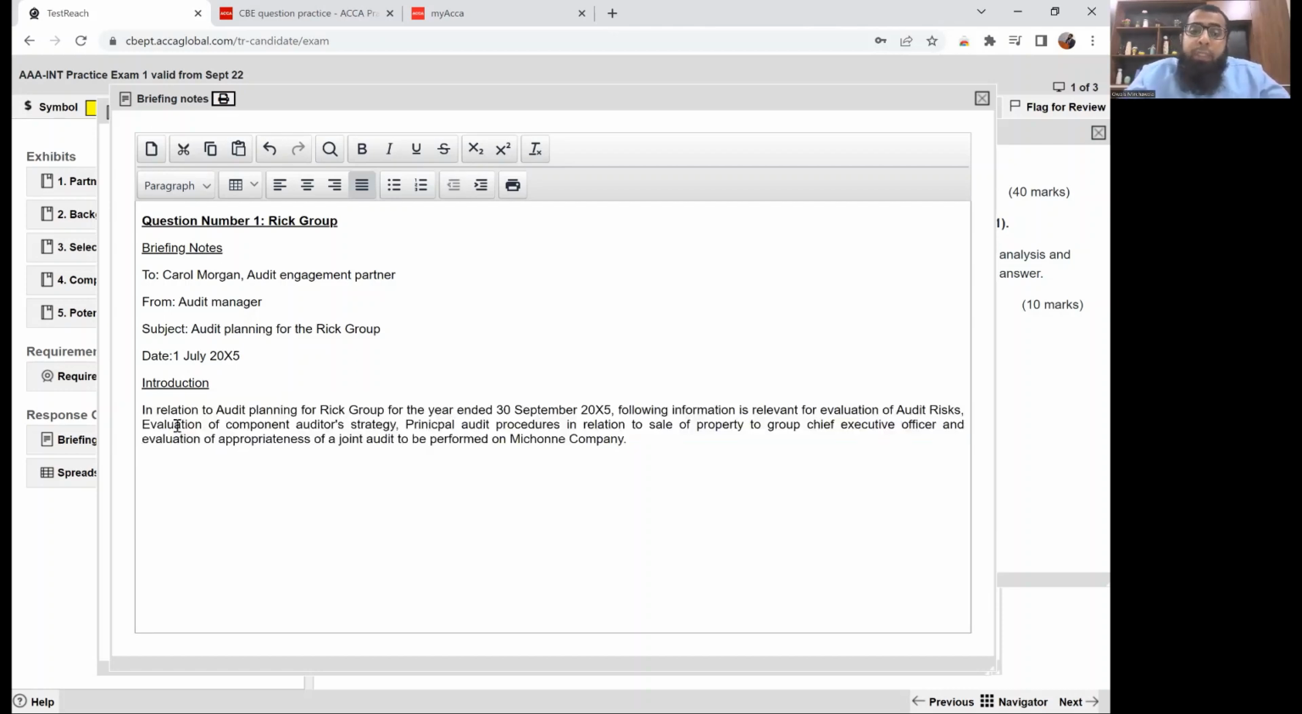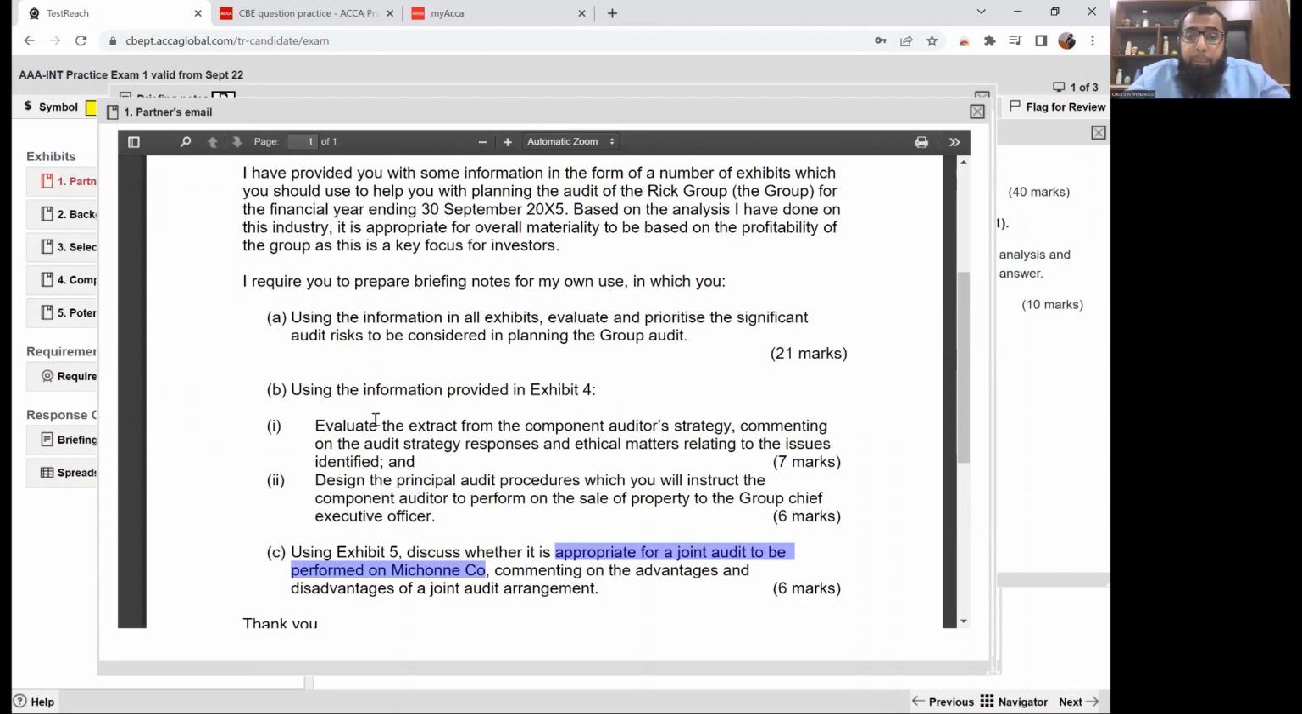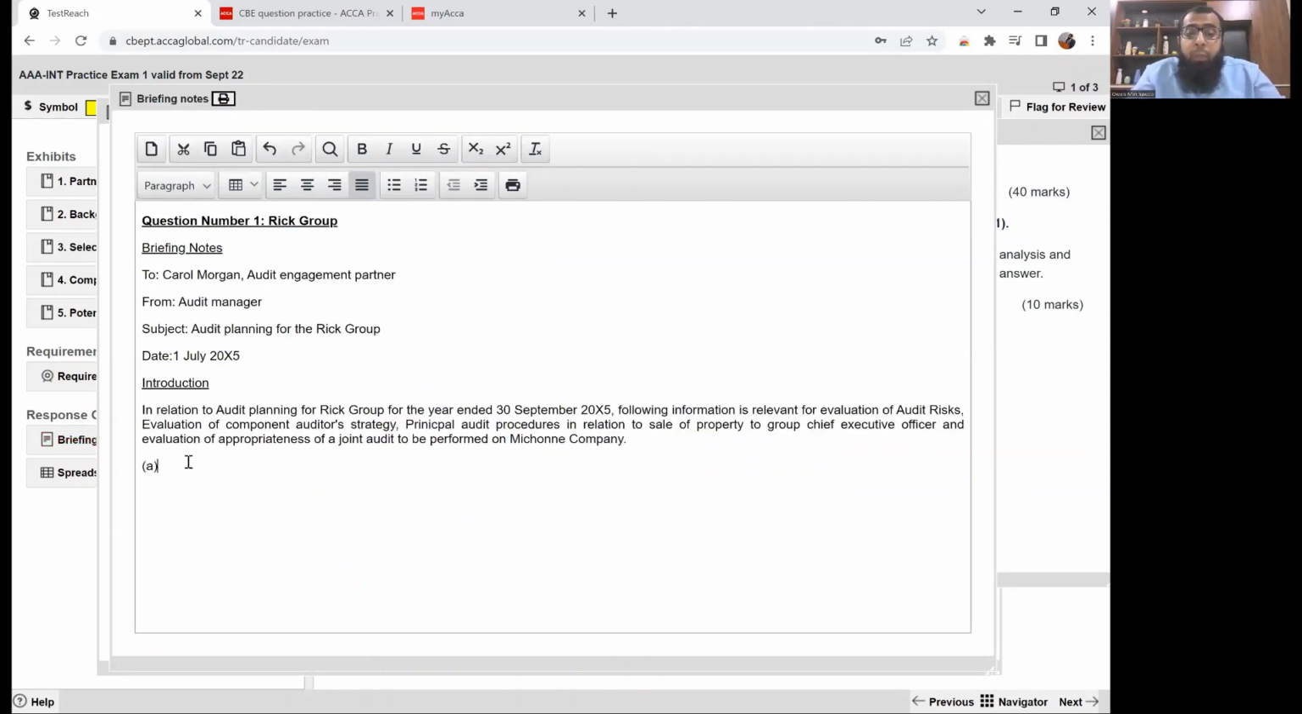Now you will start with the first requirement, which is to evaluate and prioritize the significant audit risks to be considered in planning the group audit. So we are starting with part A, which is audit risk.